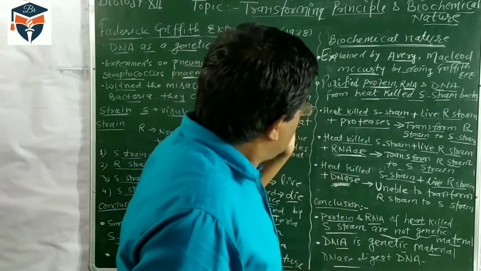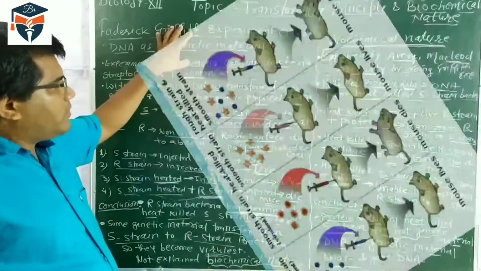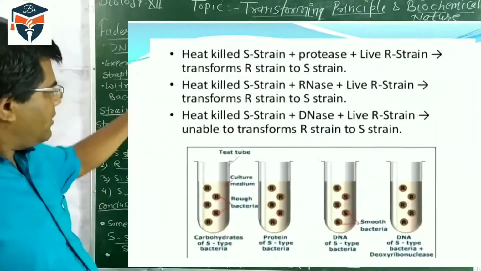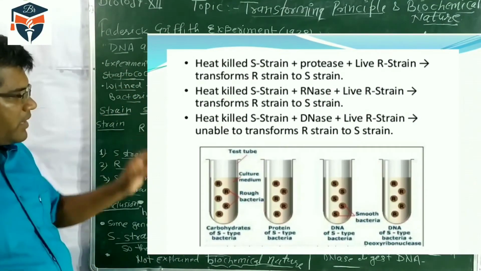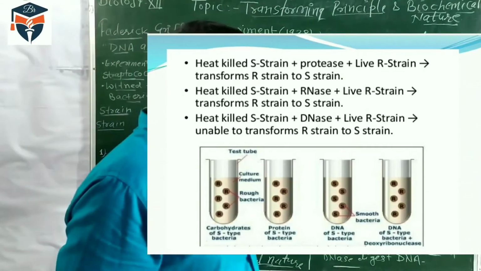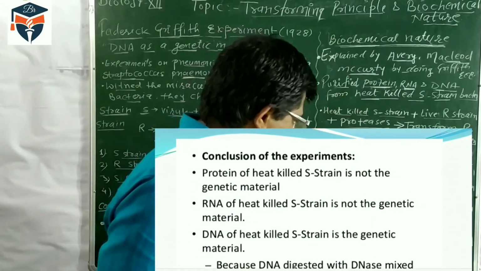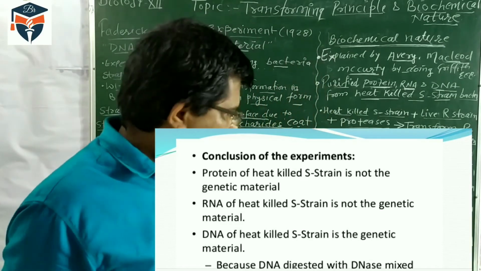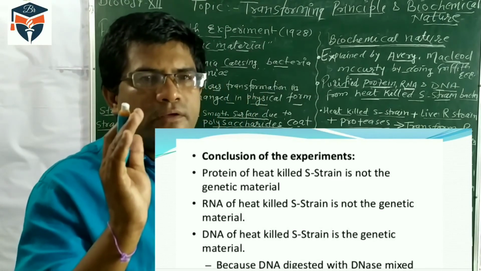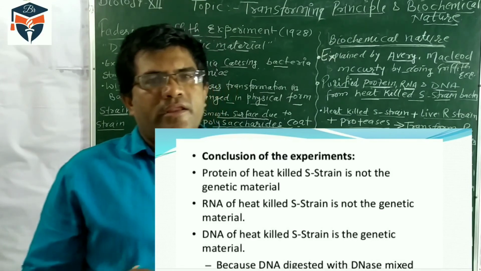Again, in brief: Griffith's experiment showed that the genetic material gets transformed from one bacteria to another. But the biochemical nature experiment shows that protein and RNA are not genetic material, and DNA is the genetic material that gets transferred from one bacteria to another.